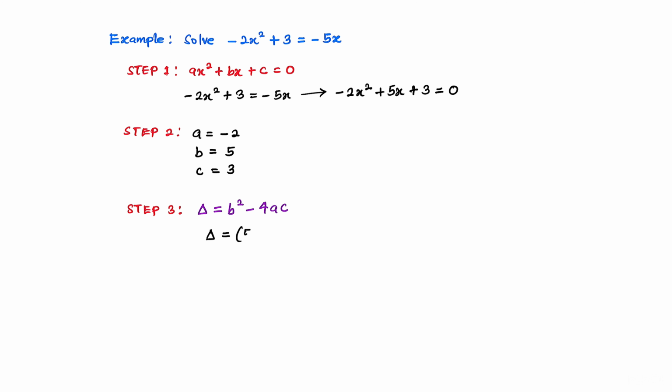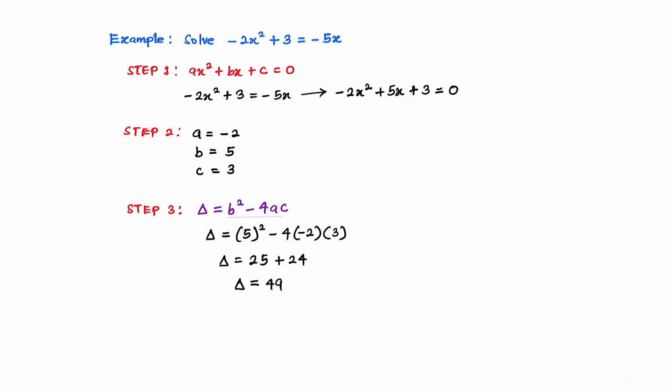B is 5, so that is 5 all squared, minus 4. A is negative 2, so negative 2, and c is 3. So delta equals 5 squared is 25, minus 4 times minus 2, that will give us 8. 8 times 3 is 24, so we have plus 24. So that means delta equals 25 plus 24, that's 49.